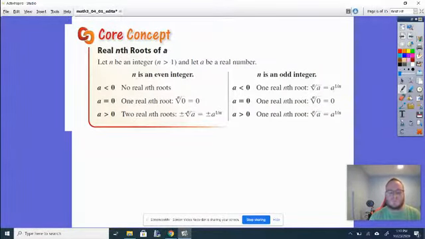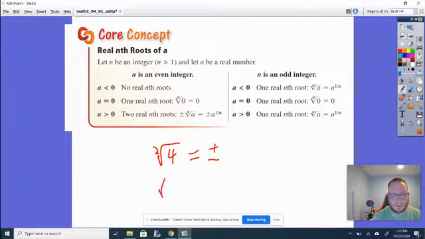Okay, so real roots of n. Remember when we took the square root of 4? And remember I said if we're forcing that square root, assuming it's not given to us, then we get a positive and a negative answer.